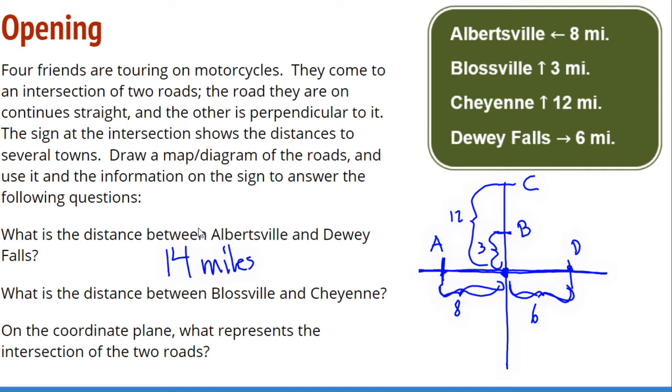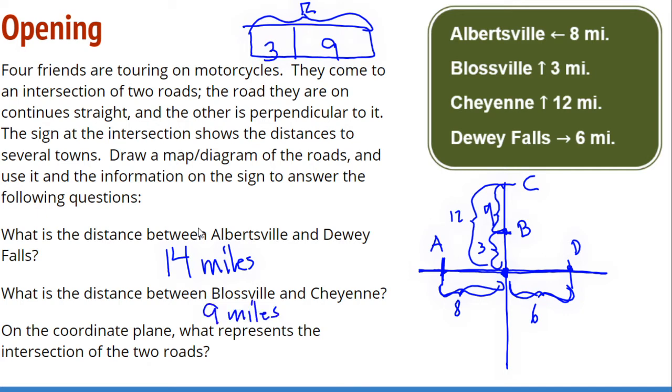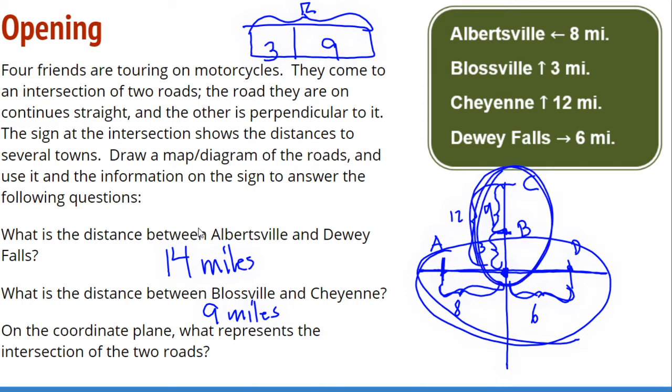Now the distance between Blossville and Cheyenne, I would go 3 miles to Blossville, but then I have to keep going to get to Cheyenne, and if I look at this kind of like a tape diagram, it's 3 miles to Blossville, but Cheyenne is a total of 12, then I can figure out I need 9 more to get from Blossville to Cheyenne. So the distance between Blossville and Cheyenne is 9 miles. I want you to notice that on the first question I used addition to solve. On the second question I used subtraction.